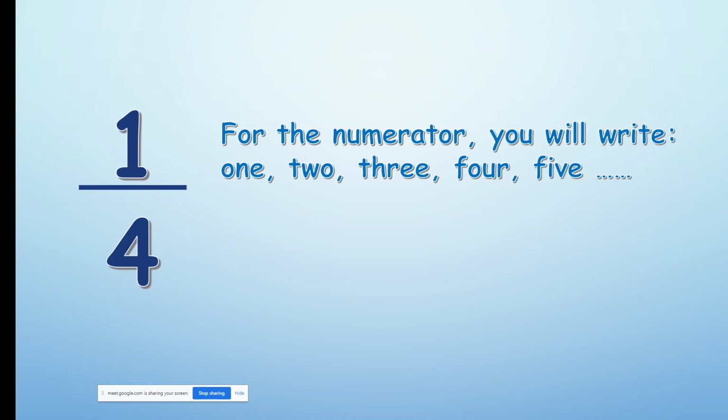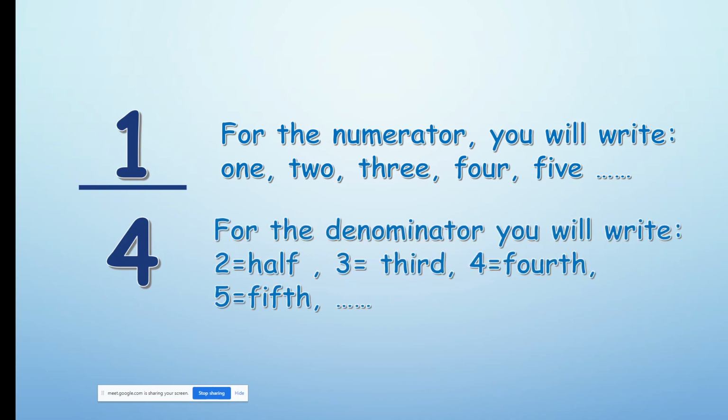For example, 1/4. For the numerator, you will just write the number, and that's how you say it. For example, it is 2, just say 2. But for the denominator, if you have number 2 as the denominator, you will say half. If you have 3, you will say third, fourth, fifth, sixth. That's how you say the denominator.